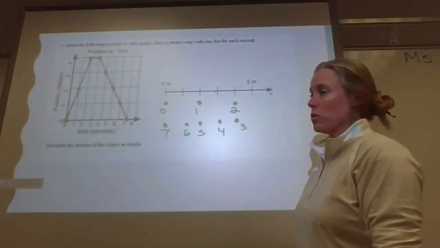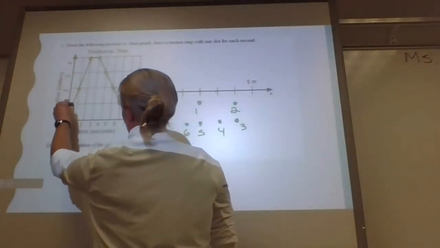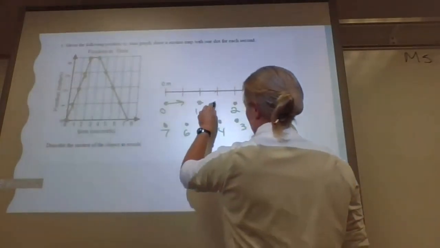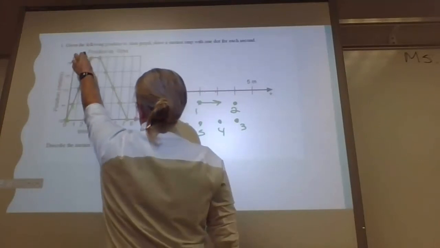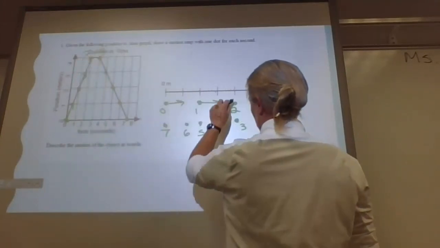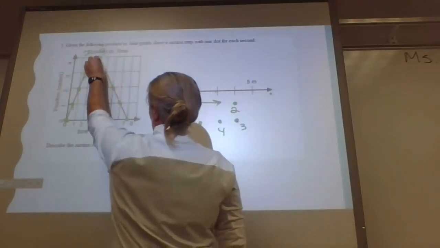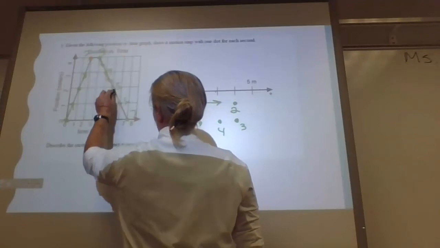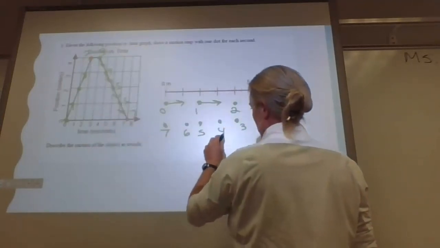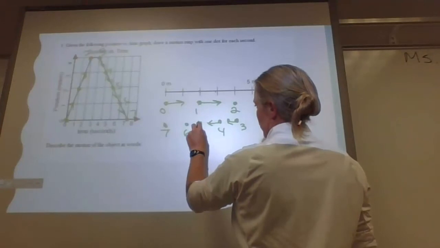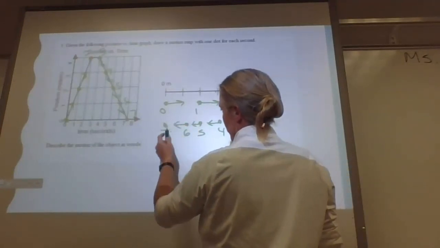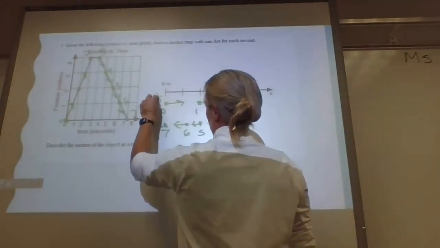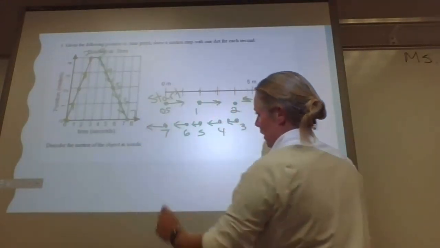When do I put arrows? Well, guess what? I've got a slope here, so I've got an arrow there. I've got a slope here, I've got an arrow there. Between 2 and 3 I don't have any slope, so I'm leaving it. But between 3 and 4, I've got an arrow, 4 and 5, 5 and 6, and 6 and 7. And if you want to, you can label the start. That's what the 0 seconds implies.